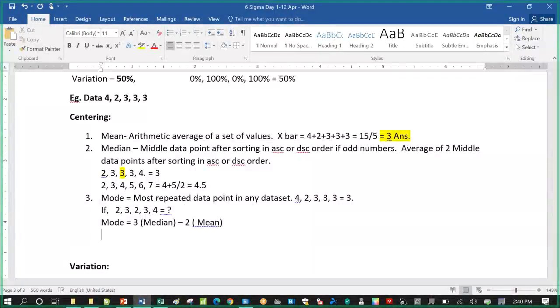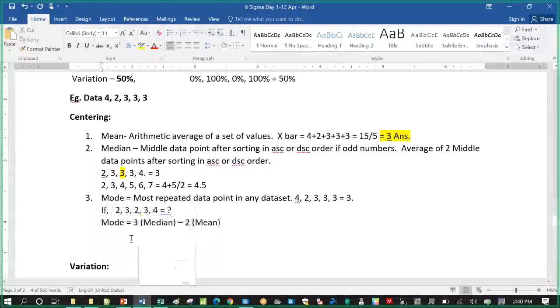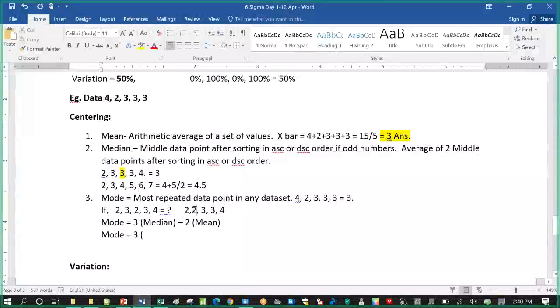First you have to calculate the median of this value. What is the median here? If you put this in order, it is 2, 2, 3, 3, 4, because you have to put it in order. See how quickly I confused you guys. So here the median will be 3.